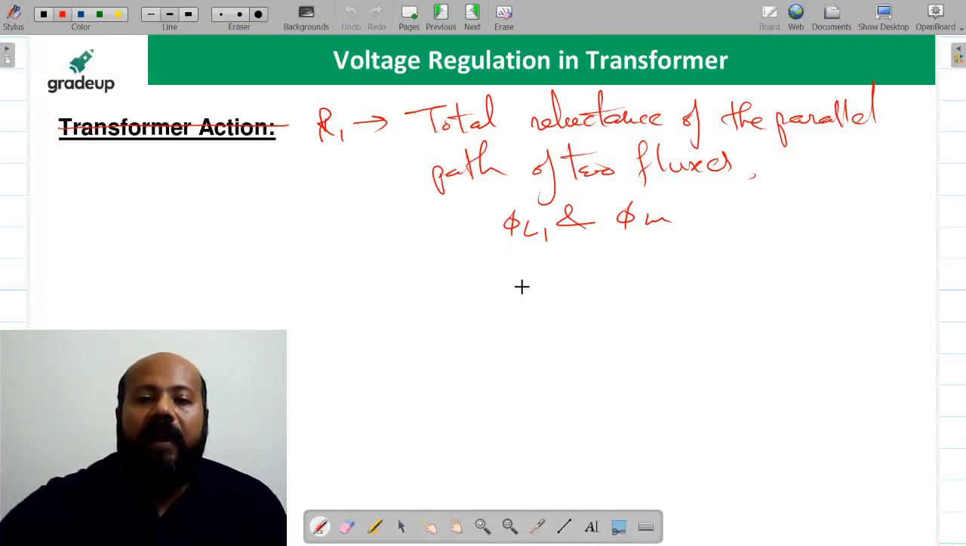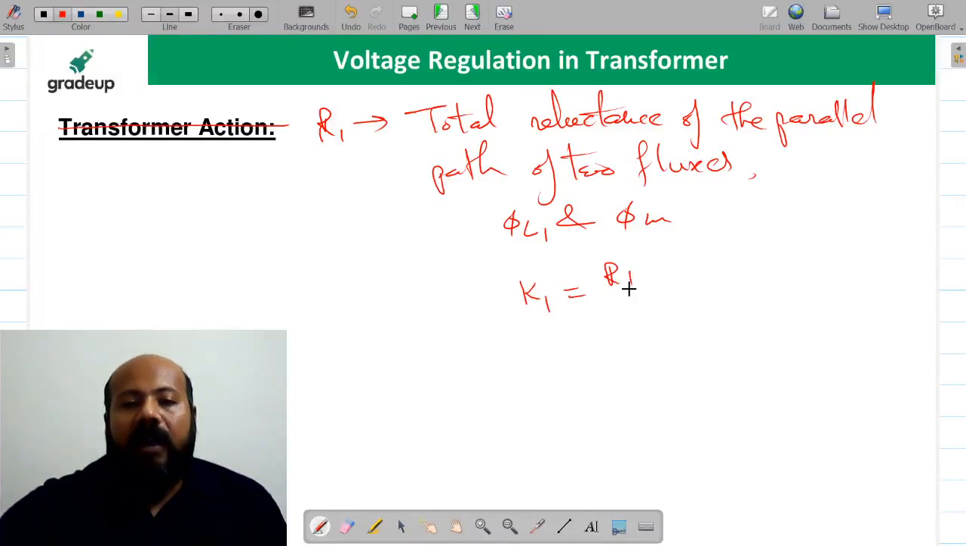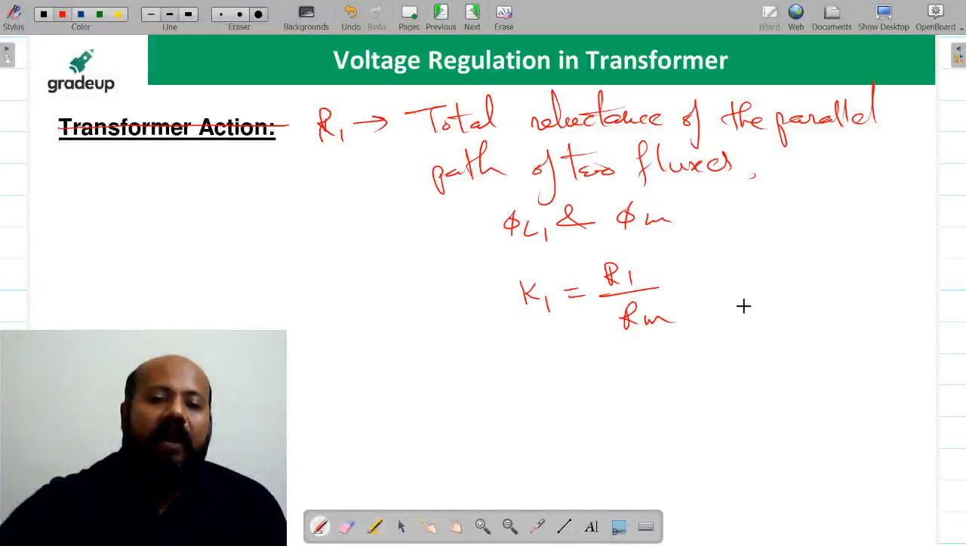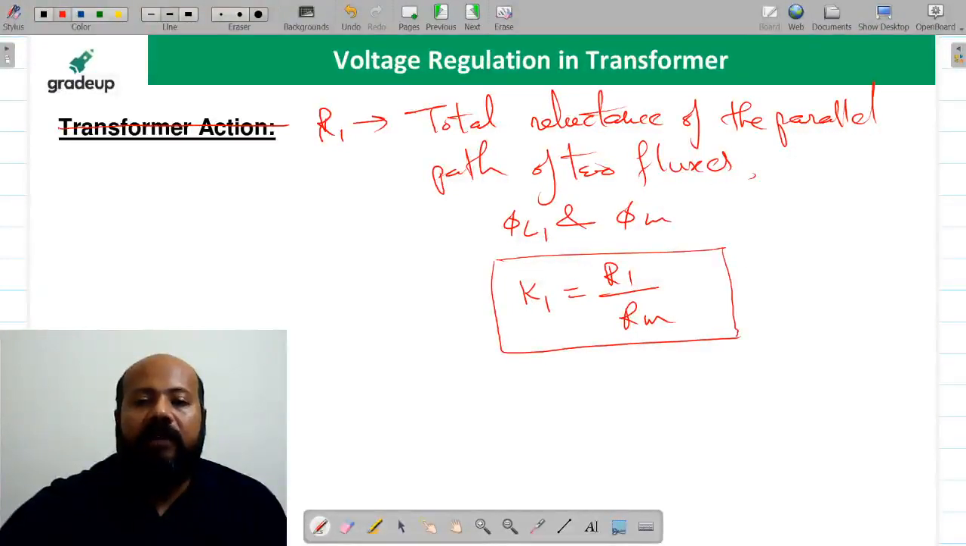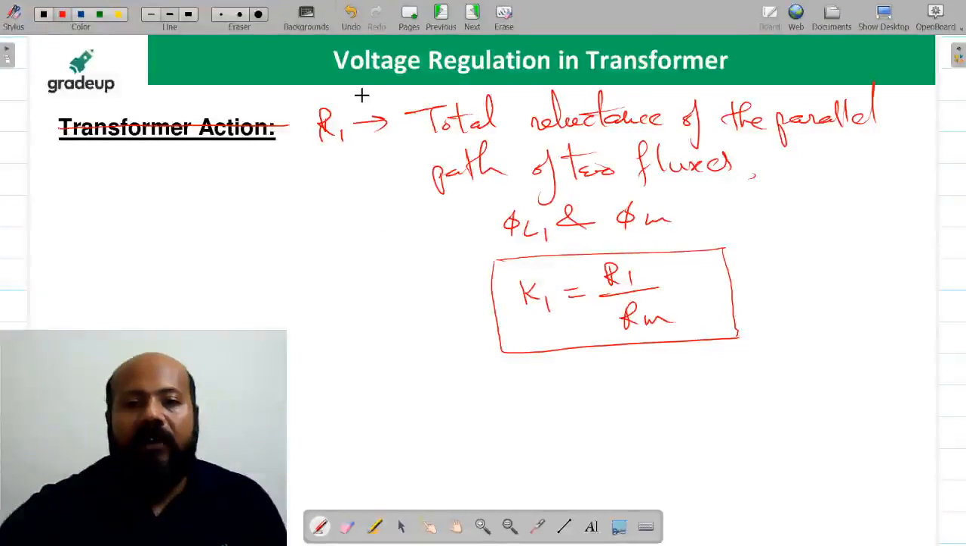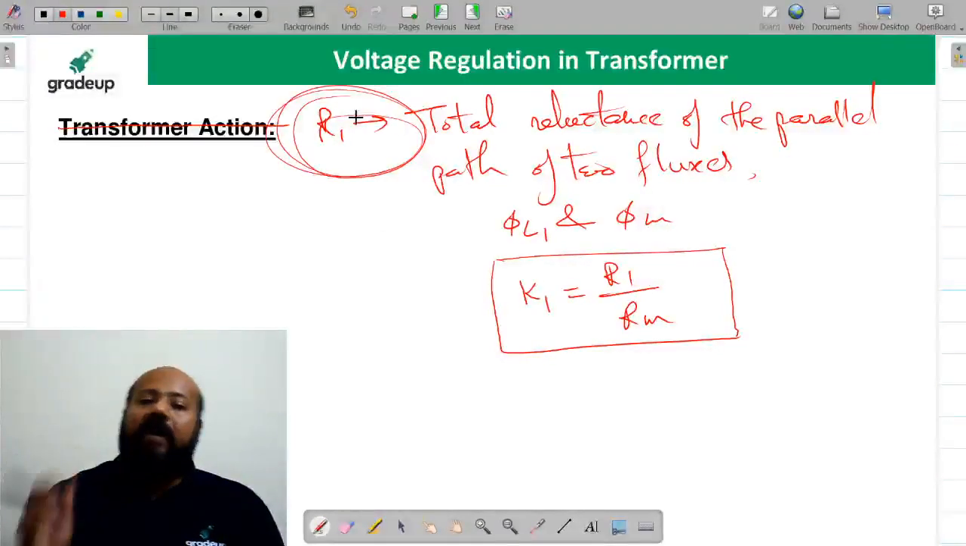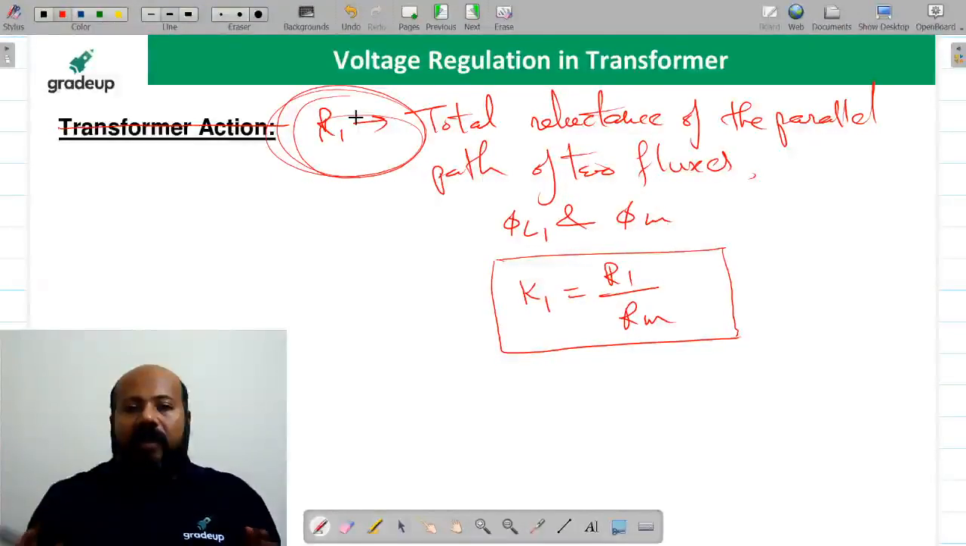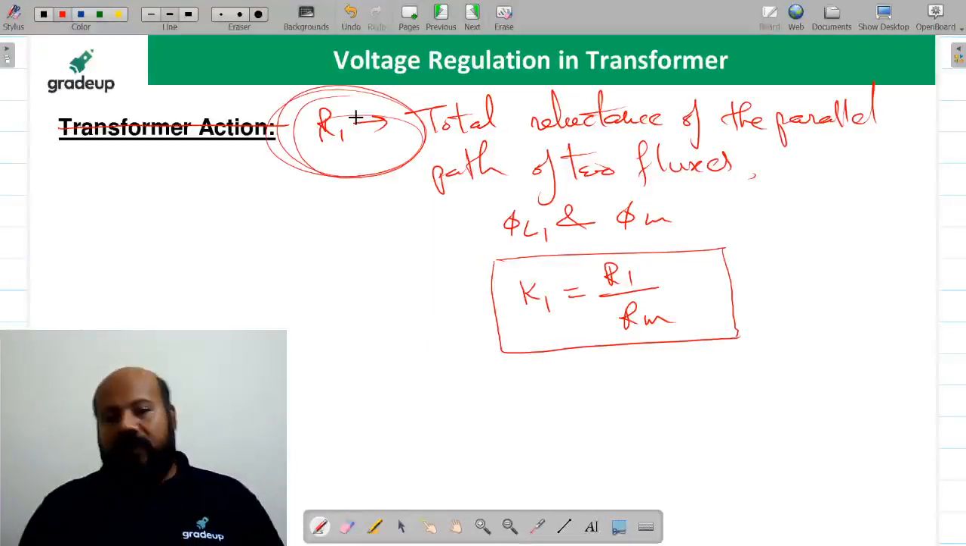And this we are relating by a coefficient K1 as R1 upon Rm. I hope it is something new that we are discussing. Very few people discuss it, so it may be a little difficult for you to understand at first, but if you understand it, then it is going to be easy for you. How are we defining the total reluctance? Total reluctance of the parallel path of the two fluxes phi L1 and phi M. Are you getting this? One parallel path. When the current divides, we call it a parallel path in terms of an electrical circuit. When the flux divides, we call it a parallel path in terms of a magnetic circuit. From here we are going to define the coefficient of coupling, don't worry.